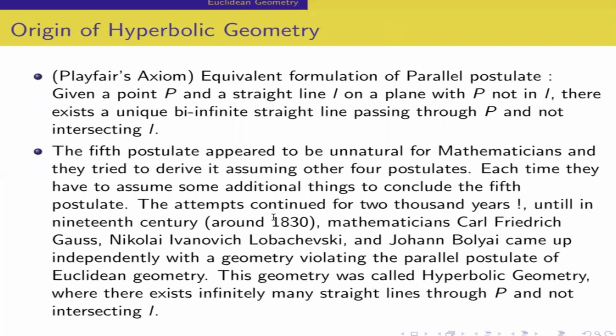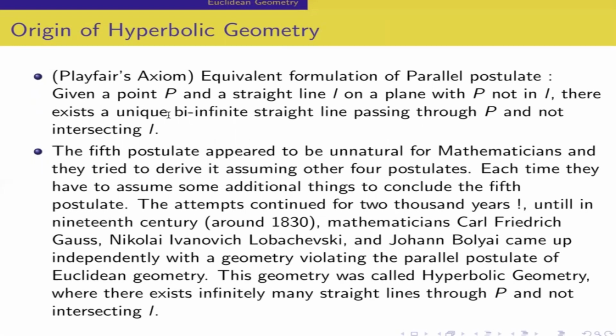An equivalent formulation of the parallel postulate is given by Playfair. It says that given a point P and a straight line L on a plane, with P not lying on L, there exists a unique bi-infinite straight line passing through P and not intersecting the line L. This is an equivalent formulation of the parallel postulate.